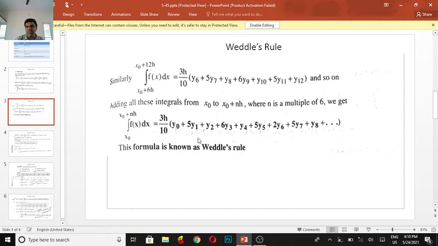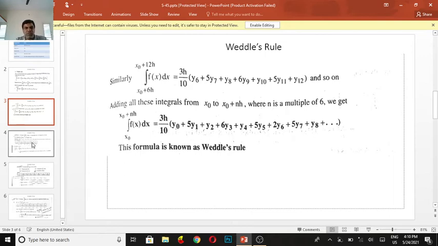This is the way it continues. If the highest difference del raised to 6 y0 to yn is needed, that is the higher derivative. So 3h by 10 times y0 plus 5 y1 plus y2 plus 6 y3 plus y4 plus 5 y5 plus 2 y6 plus 5 y7 plus y8 plus, etc. This formula is Weddle's rule.